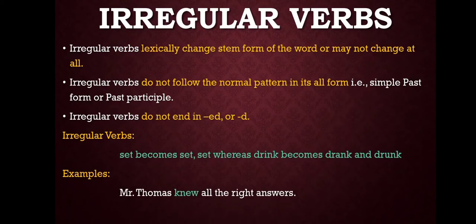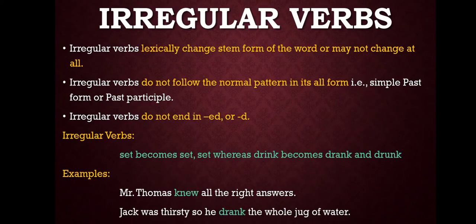Mr. Thomas knew all the right answers. So knew is the second form or past form of the main verb know. So this has changed its entire form. Jack was thirsty, so he drank the whole jug of water. Here drank is used as the past form of the main verb drink. So this is all about irregular verbs.